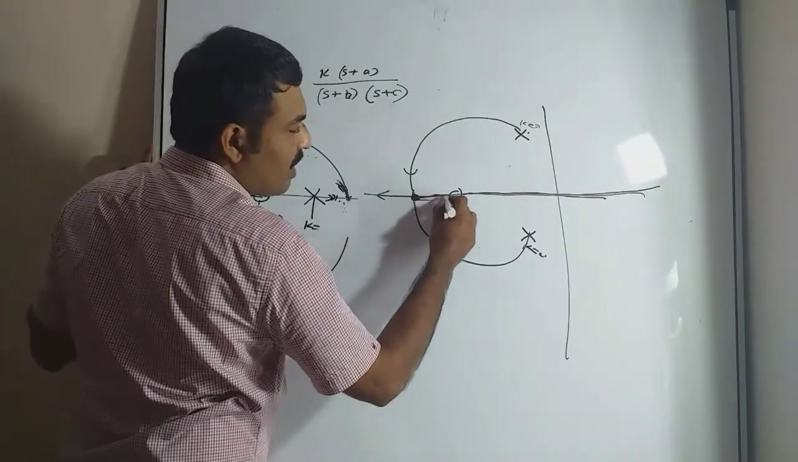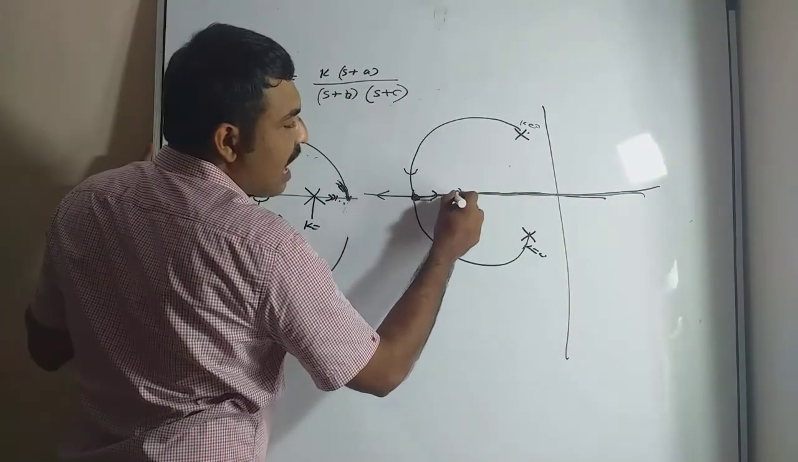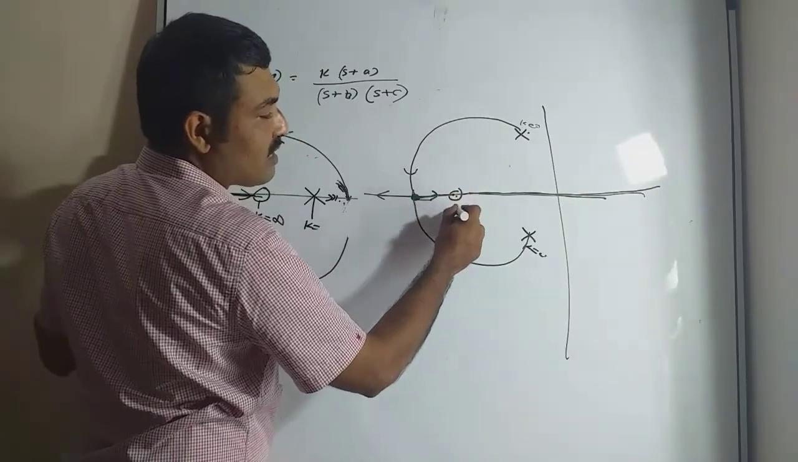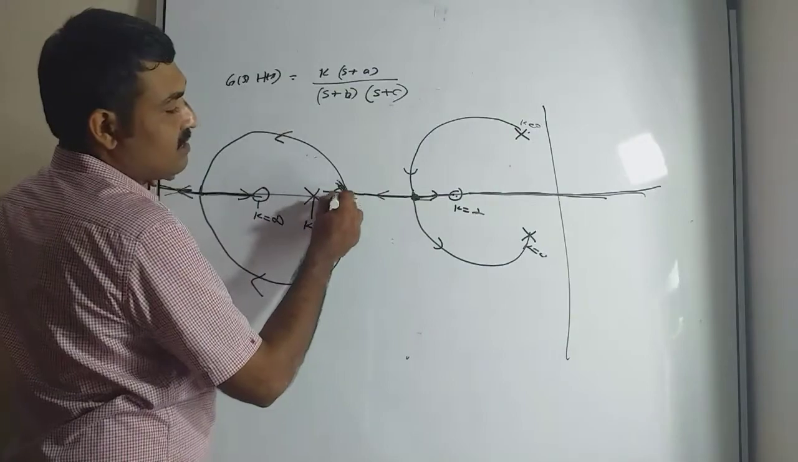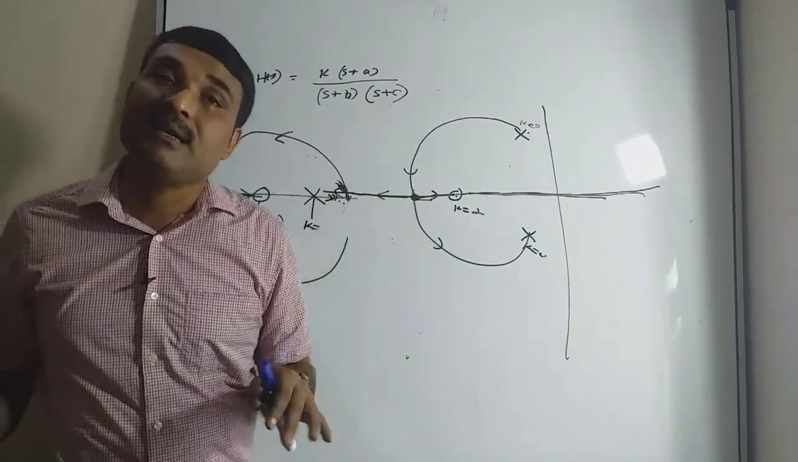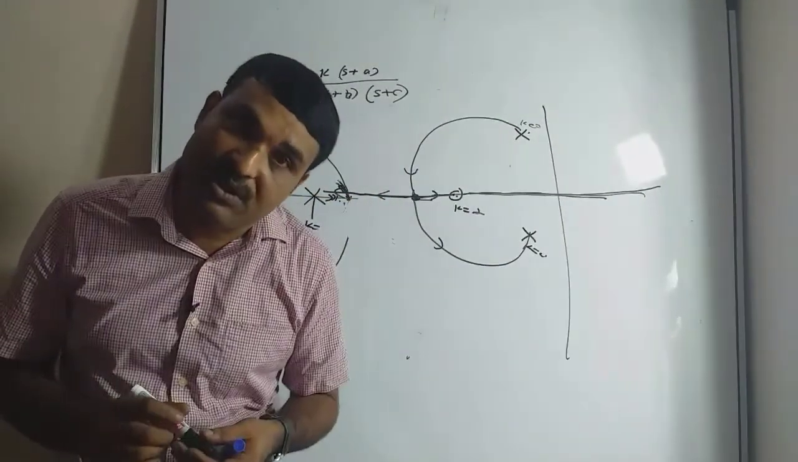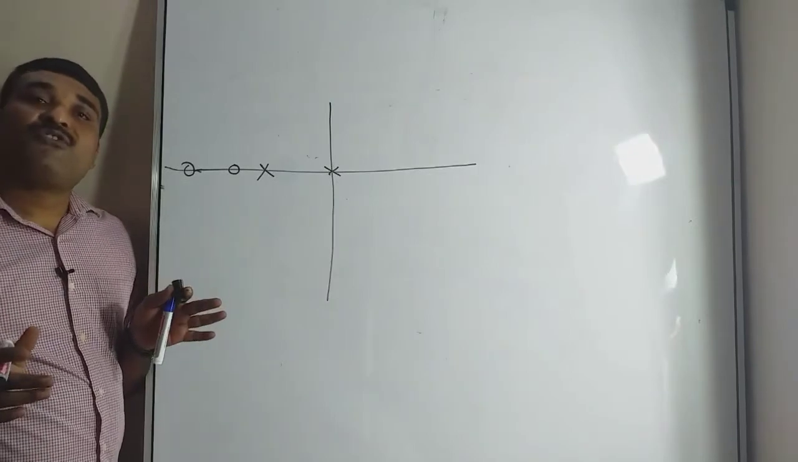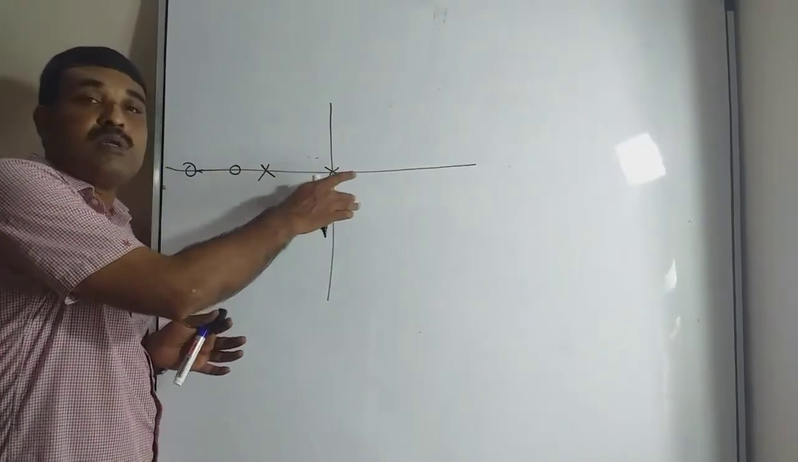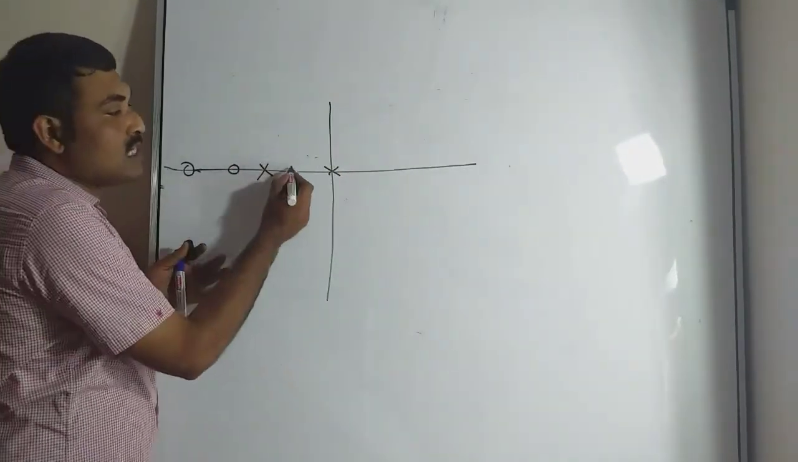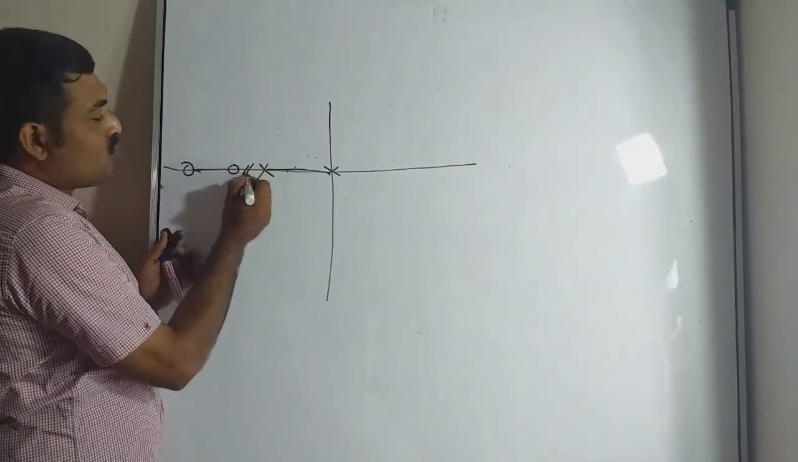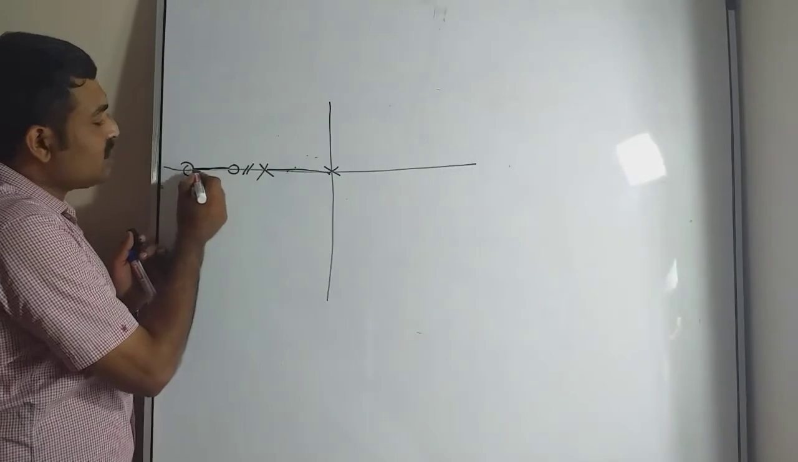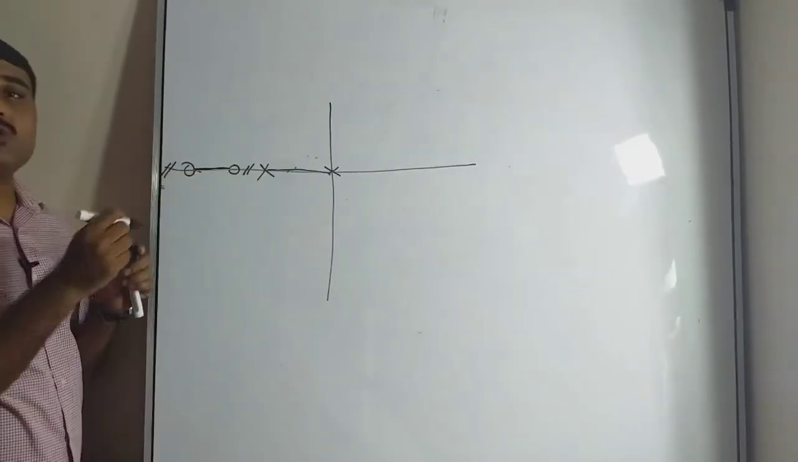One branch will move along this direction and terminate at this zero with k equal to infinity, and the other branch will move along this negative real axis towards infinity. It will terminate at a zero at infinity. In this pole-zero configuration, we have two simple poles and two simple zeros. This portion is on root locus. This portion is not on root locus. This portion is on root locus, and this portion is not on root locus.